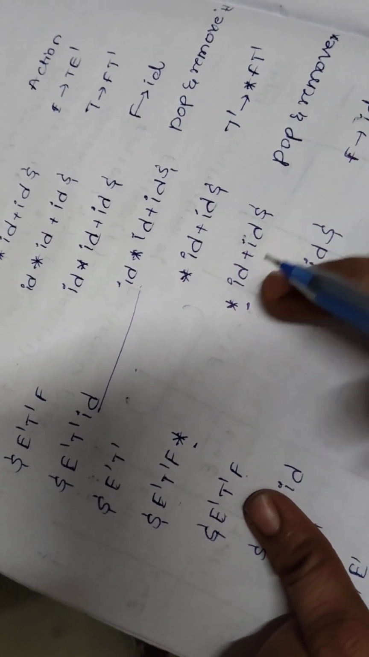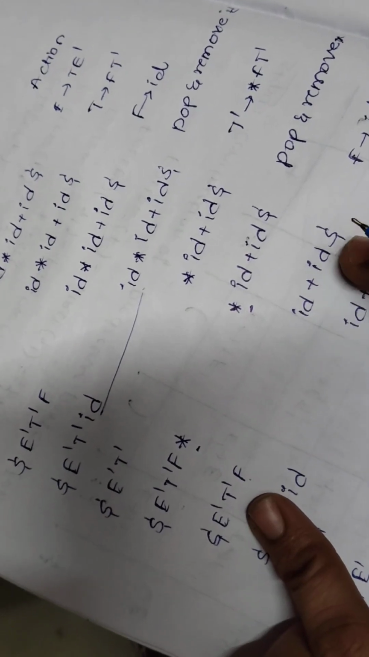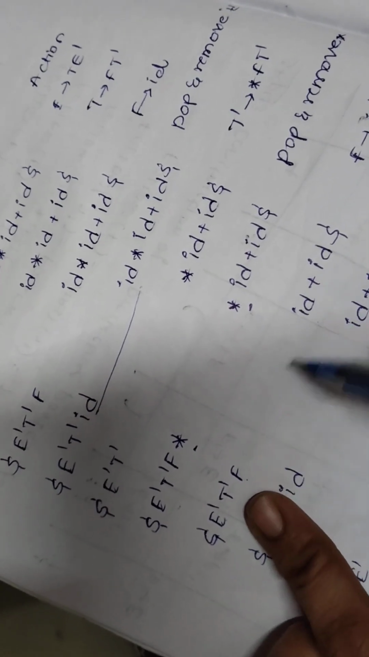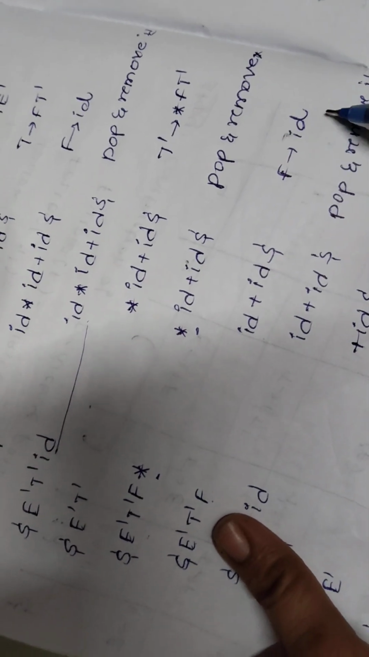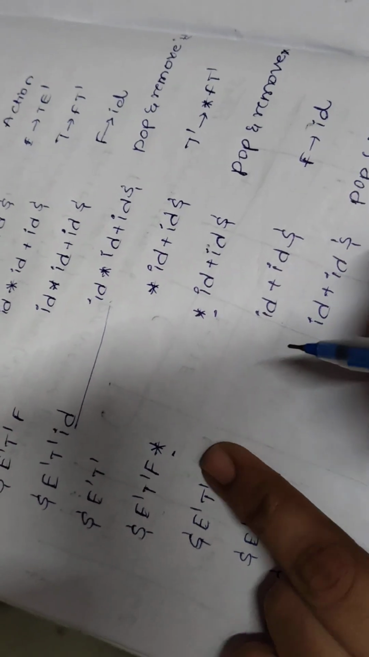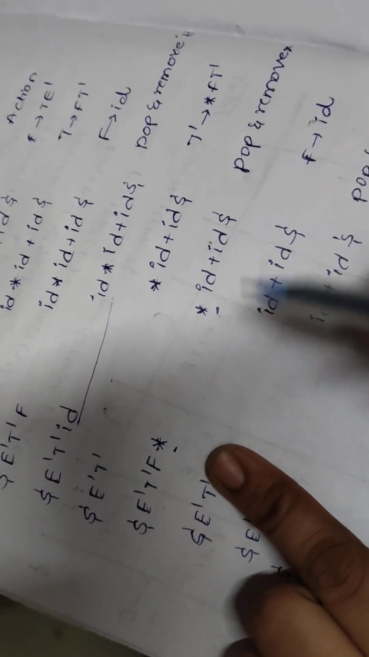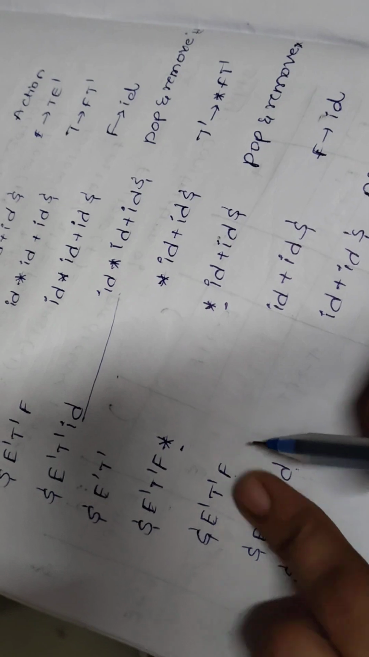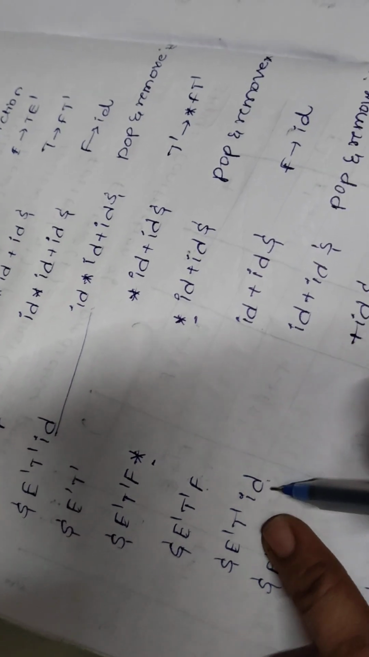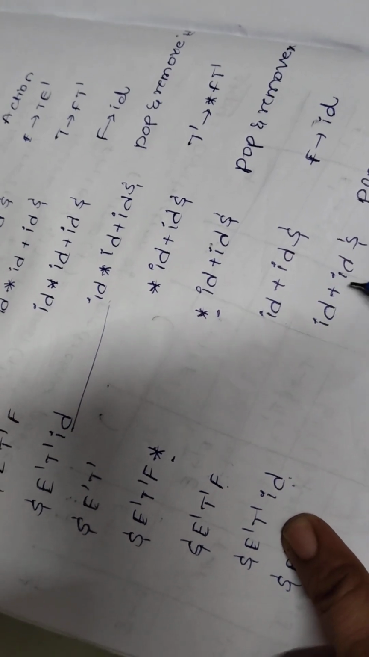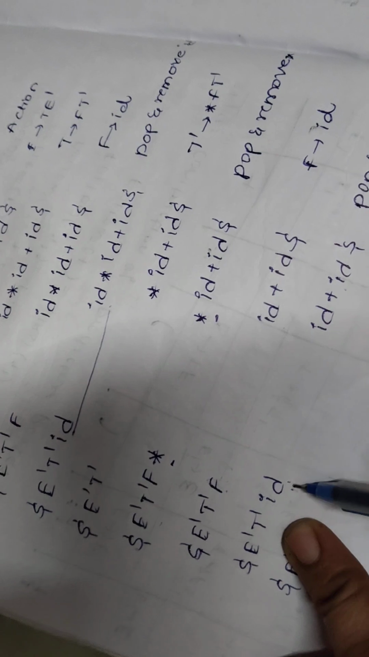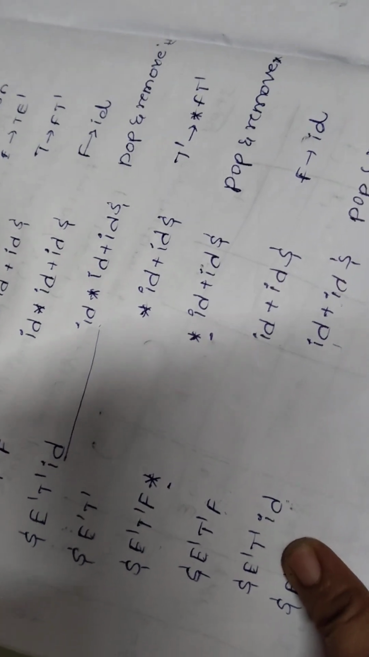After removing star, what will be remaining? Id plus id dollar. Now F and id. F and id is F produces id, so pop this F and push id. So in place of F we will write id. Here id and id will be the same, no? So id and id are the same element, right? So pop and remove id.